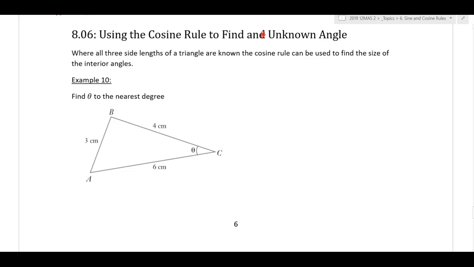Okay, so here we go. I've got all three sides and I want to find this angle here. Now, this is going to be like our C, and these two sides are the A and B. Remember? I'm going to say that the cos of theta is equal to 4 squared plus 6 squared minus 3 squared. That's the special side, the one I subtract, over 2 times 4 times 6. So therefore, theta is the inverse cos of that.